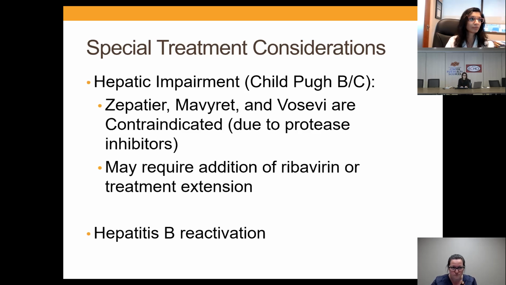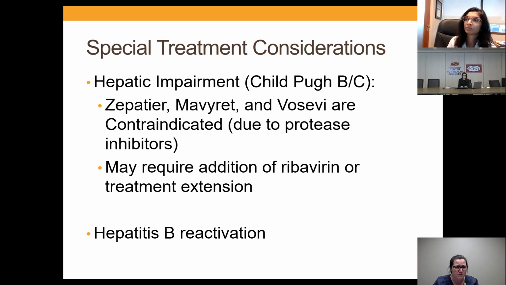And if a patient has hepatic impairment, so Child-Pugh B or C, then these protease inhibitor medications are going to be contraindicated. So for hepatitis C, we're talking about Zepatier, Mavyret, and Vosevi. And this is whether they're hepatitis C mono-infected or HIV hepatitis C co-infected.